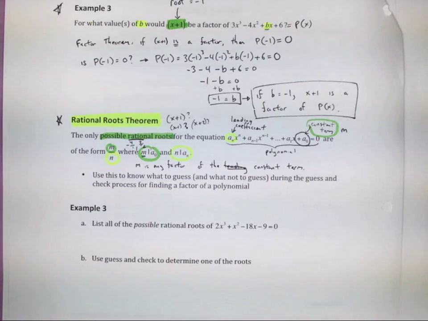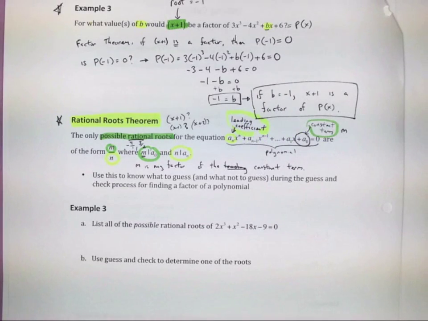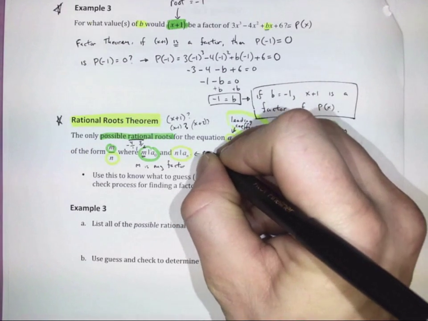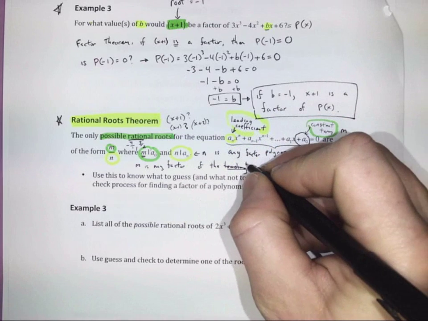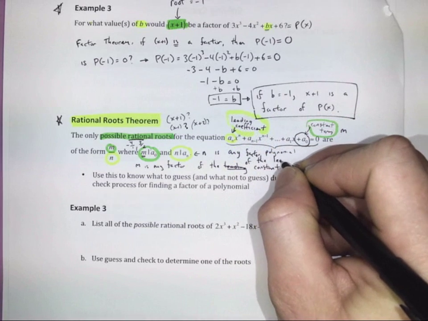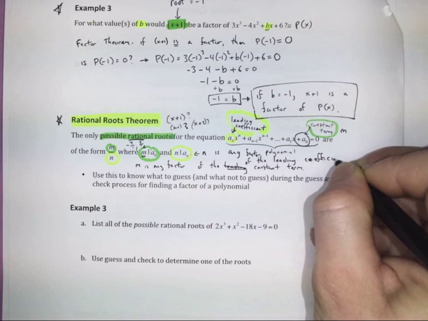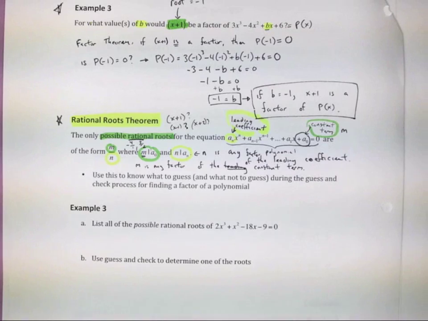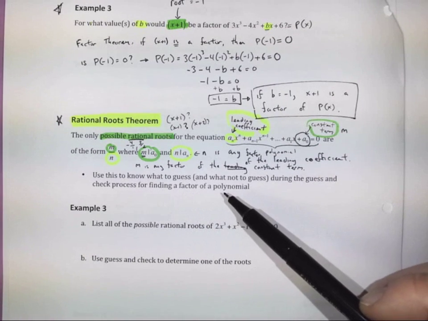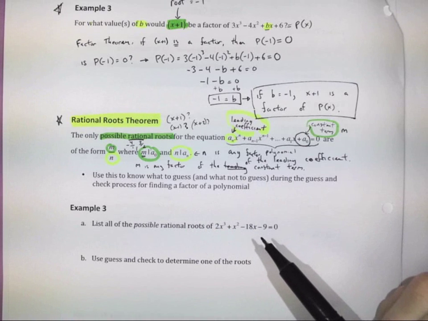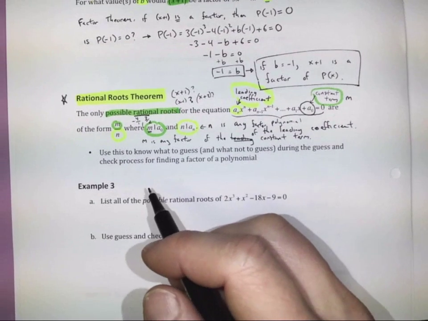All right, and let's do it in yellow. And n is any factor of the leading coefficient. All right. So we're going to use this process to reduce the number of roots we could possibly check. And I think this is going to make more sense when we put it into practice.